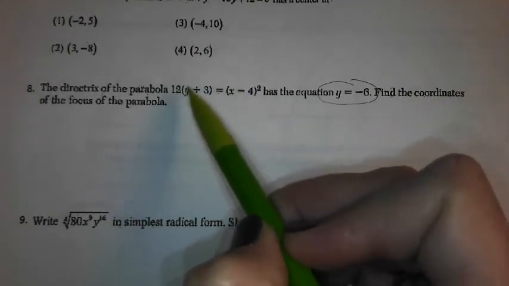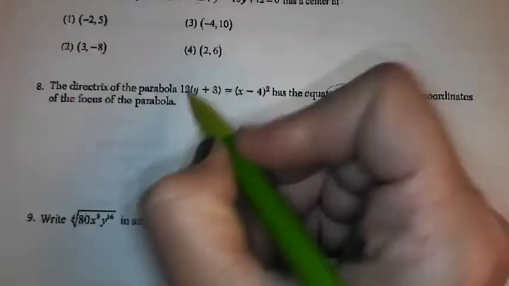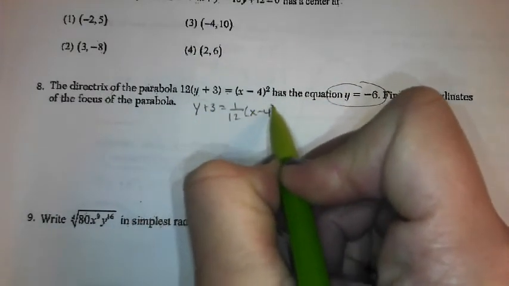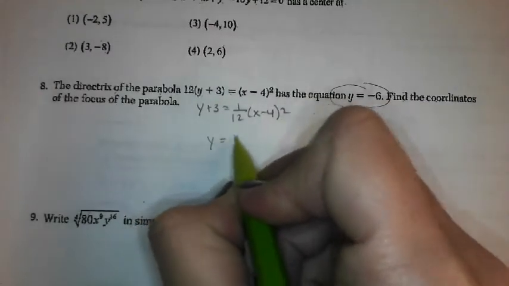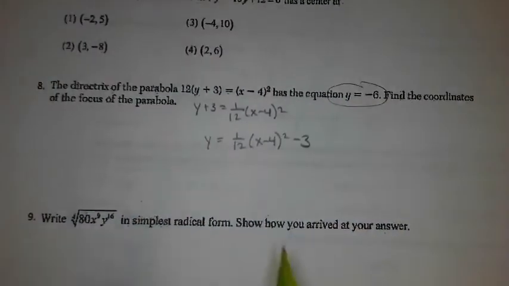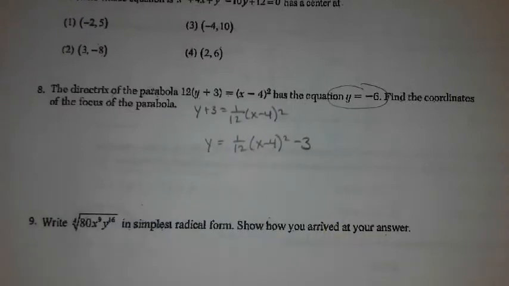So I could solve for y by dividing by 12 and subtracting 3. So I should be able to say what the vertex is. And then once you have the vertex and the directrix, you can now find the focus based on the fact that the vertex is always halfway between.